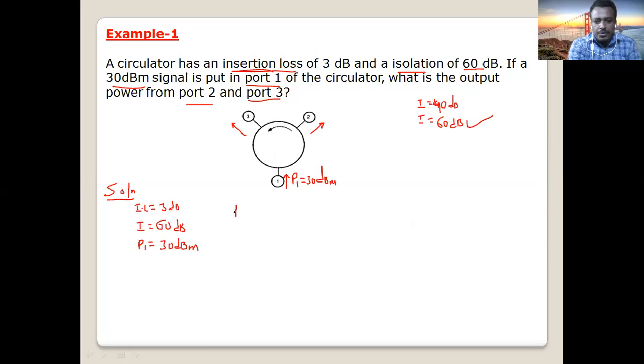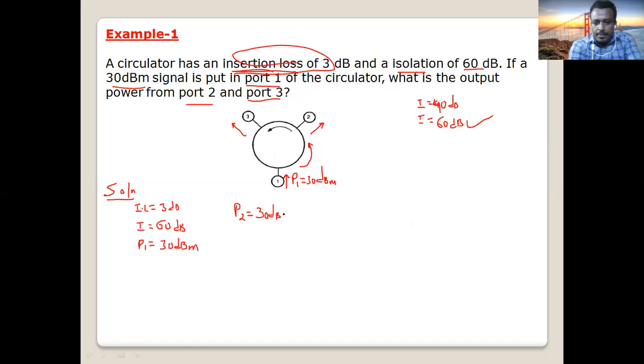So P2. Solution: is P2 a required port or not? Because this is an anti-clockwise circulator. If signal comes at port 1, it must guide it to port 2. So it's the required direction. We need all the 30 dBm here. But there is insertion loss of how much? 3 dB.